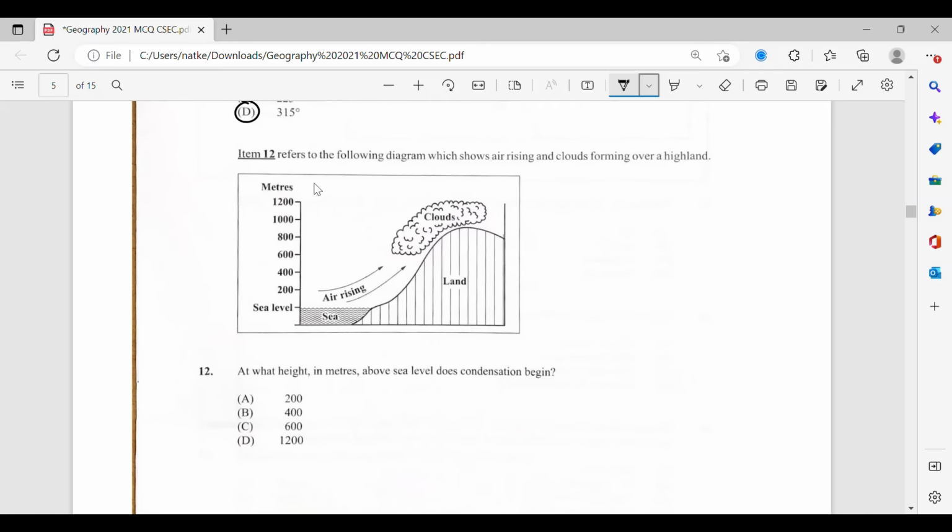Number 12 refers to the following diagram, which shows air rising and clouds forming over a highland. So this is the highland here. And the question says, at what height in meters above sea level does condensation begin? So we're seeing meters here, we're seeing sea level. We know that this is the measurement that we're working with. When does condensation begin? We know that it's right here. So that's about 600 meters. So our answer for number 12 is letter C.